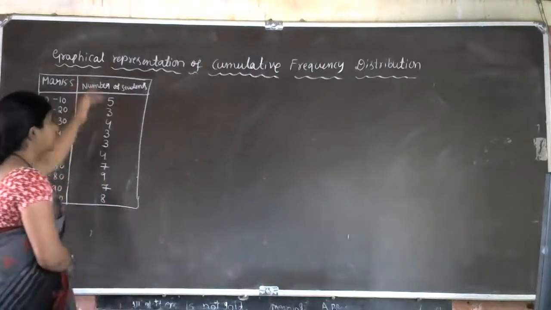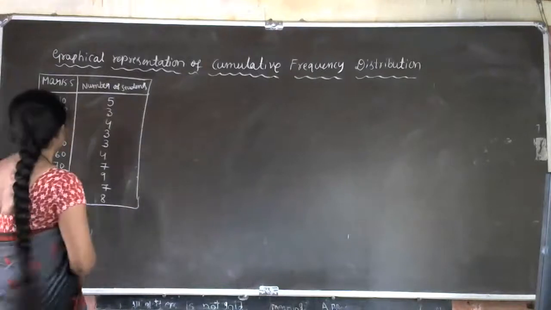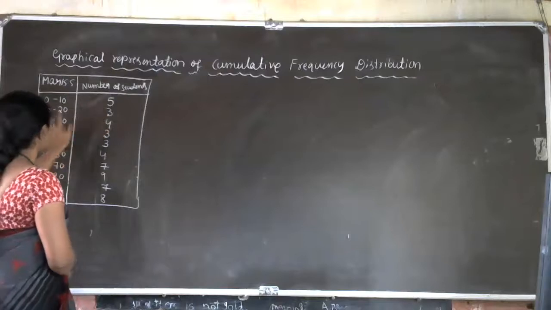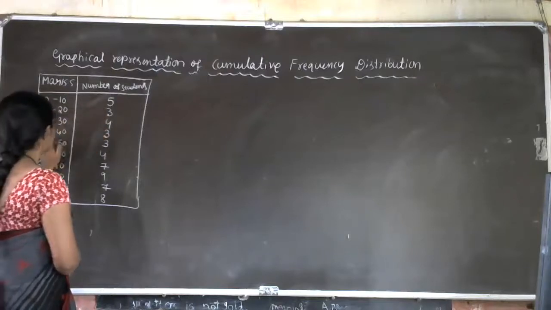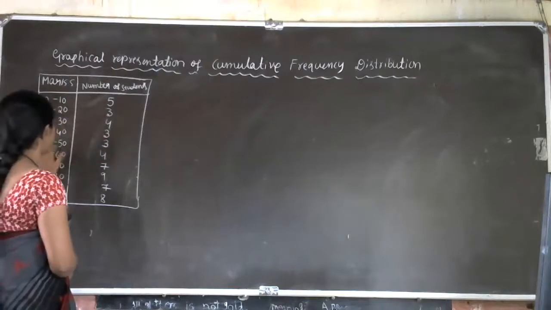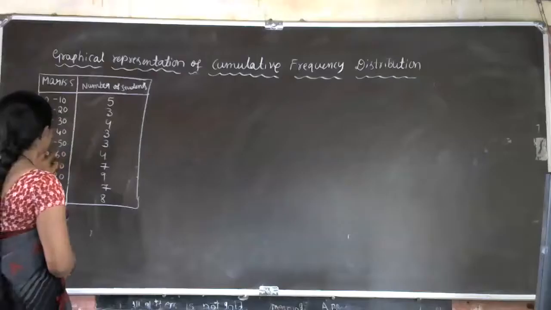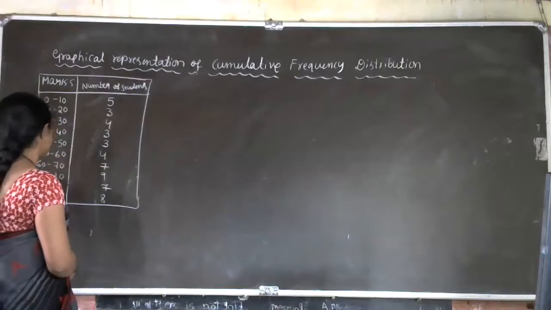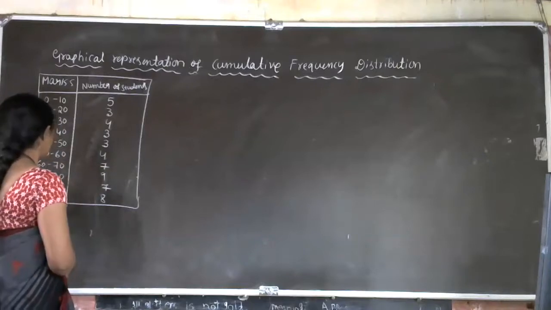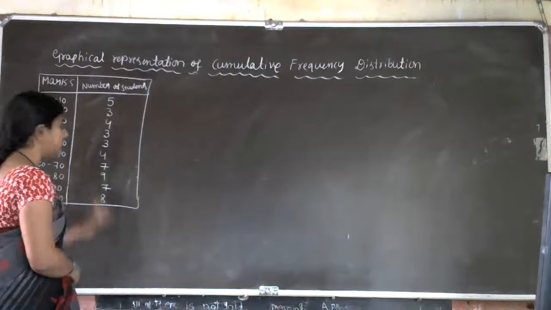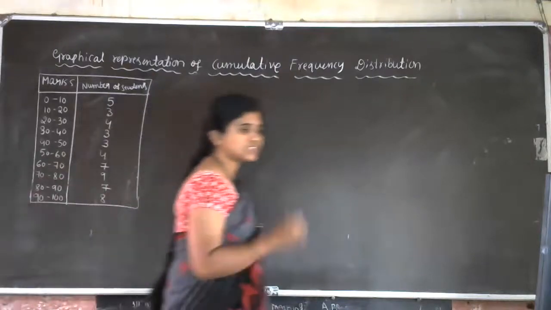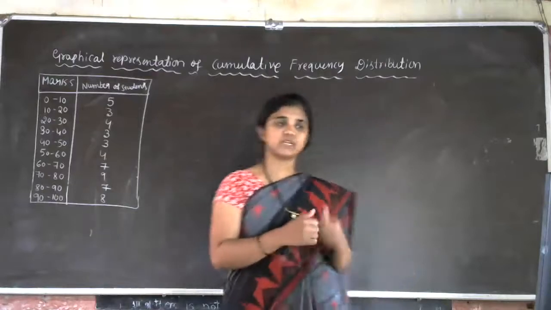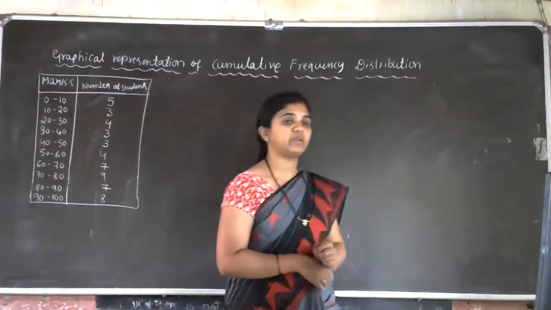Marks and number of students columns are given. Marks 0 to 10, number of students 5; 10 to 20, 3; 20 to 30, number of students 4; 30 to 40, number of students 3; 40 to 50, number of students 3; then 50 to 60, number of students 4; 60 to 70, 7; 70 to 80, 9; 80 to 90, 7; then 90 to 100, 8. Okay, so first let us learn the less than type. After the less than type graphical representation, we'll discuss the more than type.